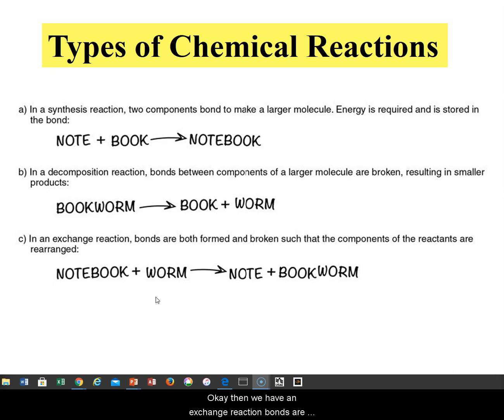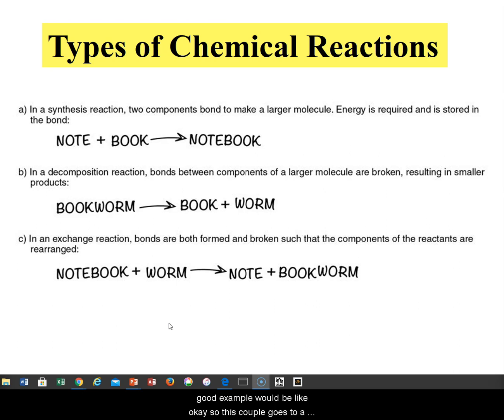Okay, then we have an exchange reaction. Bonds are formed, and so that would be anabolism, and then they're broken, and the reactants are rearranged, so we have catabolism and anabolism. We have decomposition and synthesis. It involves breaking and forming covalent bonds. It involves endothermic and exothermic steps. The atoms move from one molecule to another, trading places.